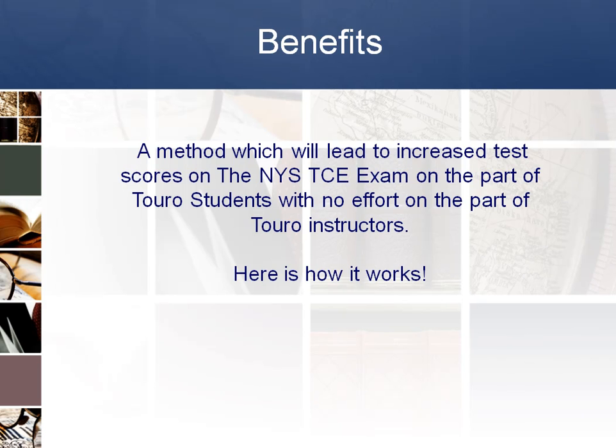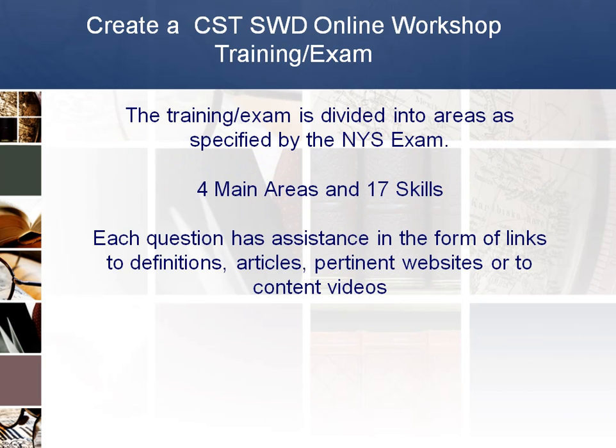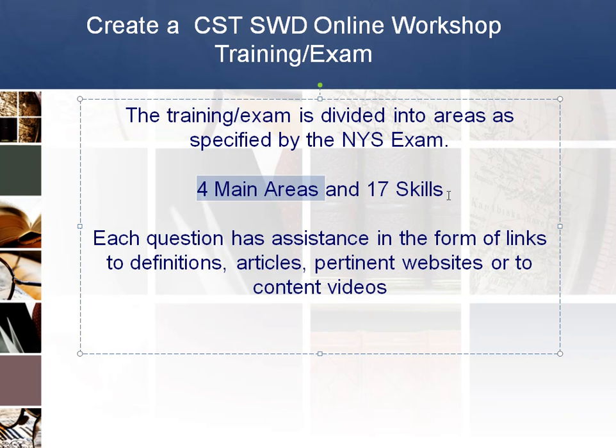Here's how it works. We created a Content Specialty Test Students with Disabilities Workshop Training Exam. We call it an exam, and the exam is broken into 4 main areas and 17 skills as defined by the New York State Education Department. And each question has assistance in the form of links.